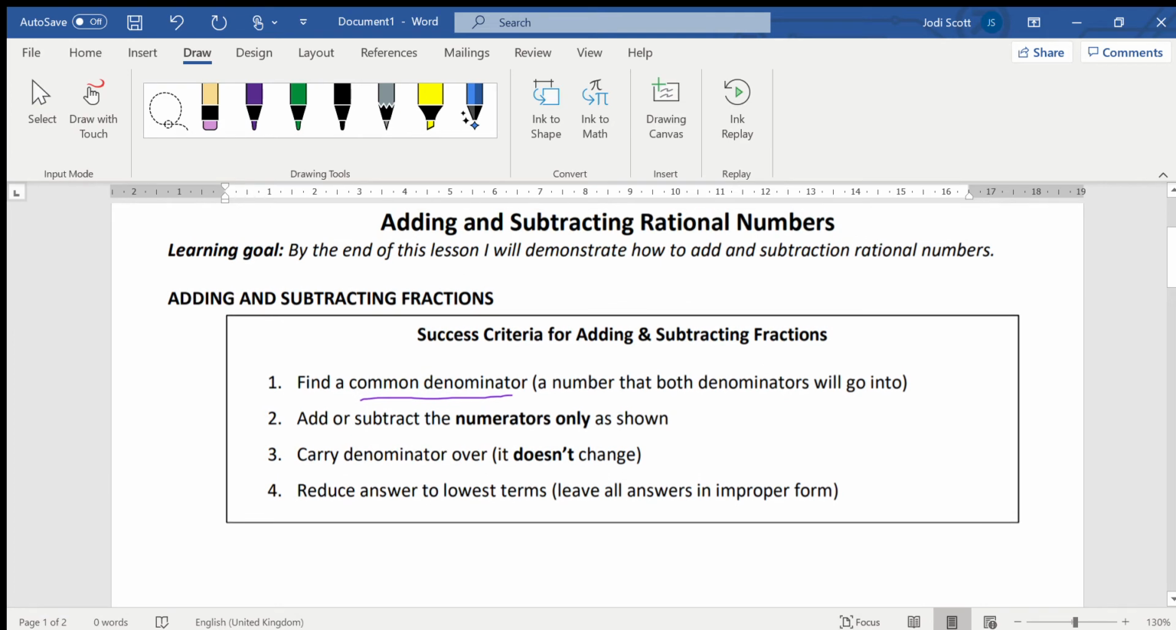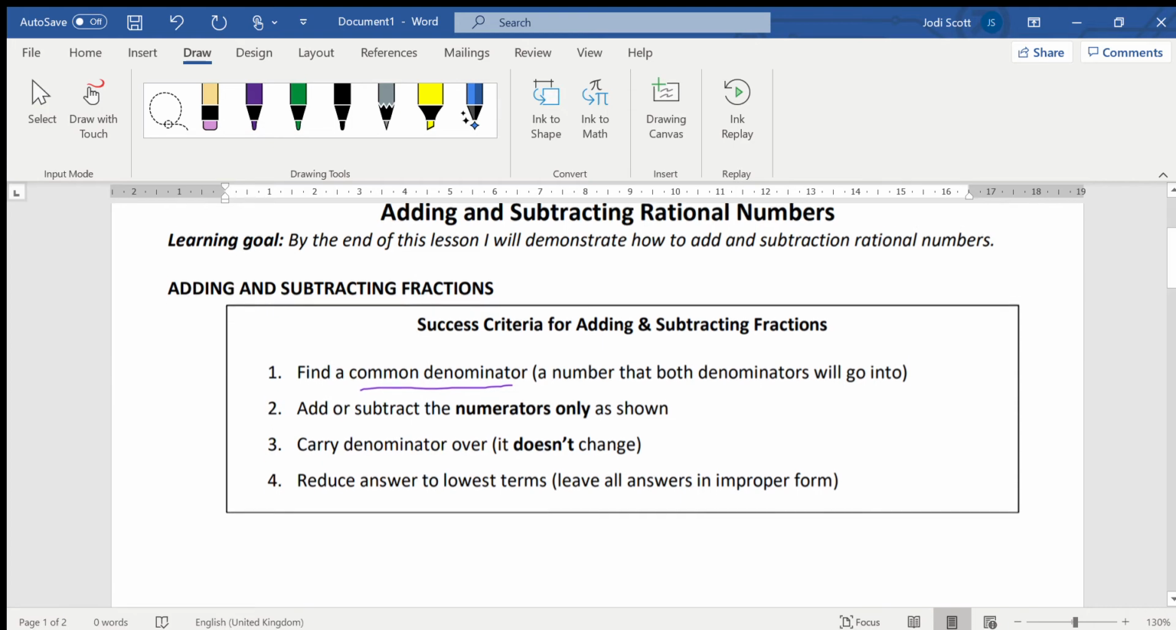We want to make sure when we're adding and subtracting fractions, the first thing that you need to find is a common denominator. When we were multiplying and dividing fractions, it didn't matter. We didn't need one. But when we add and subtract, you always need a common denominator. So that's a number that both denominators are going to be able to go into. Once we have our common denominator, then we can add and subtract the numerators only. We never subtract denominators. The denominator just carries over, it doesn't change. And then once we've subtracted or added our numerators, we can reduce our answer to lowest terms for our final answer. And if it's an improper fraction, that's fine, just leave it like that.